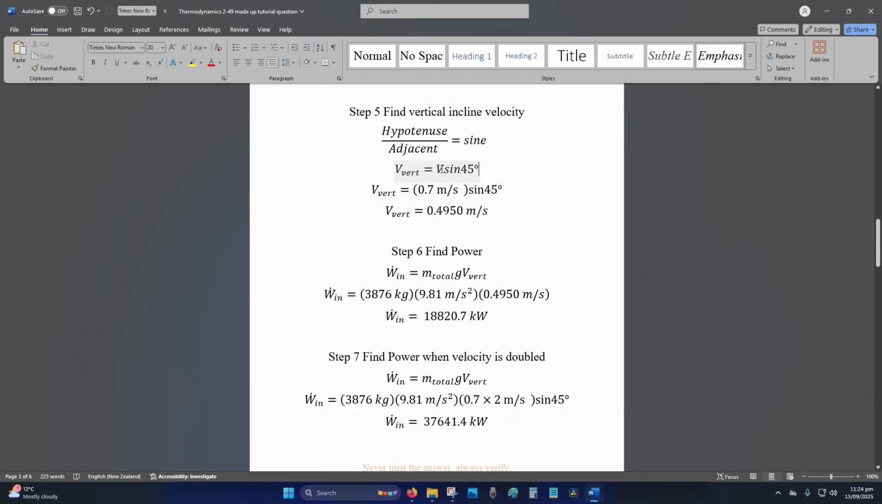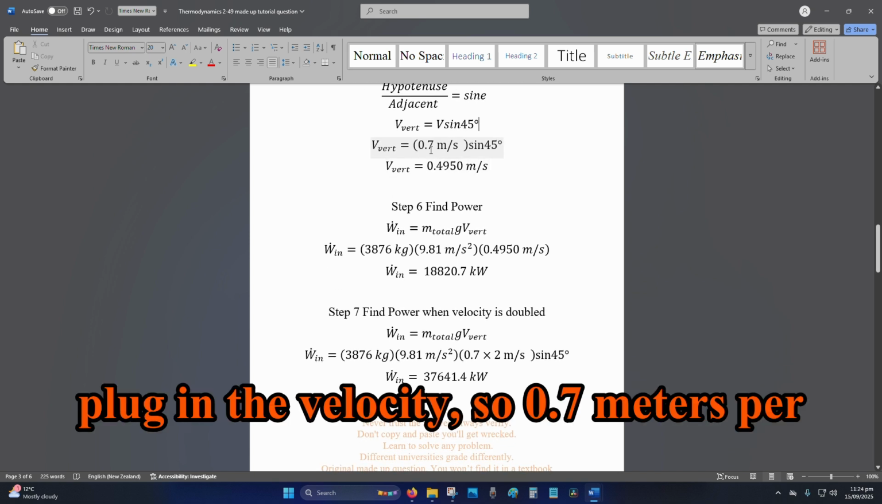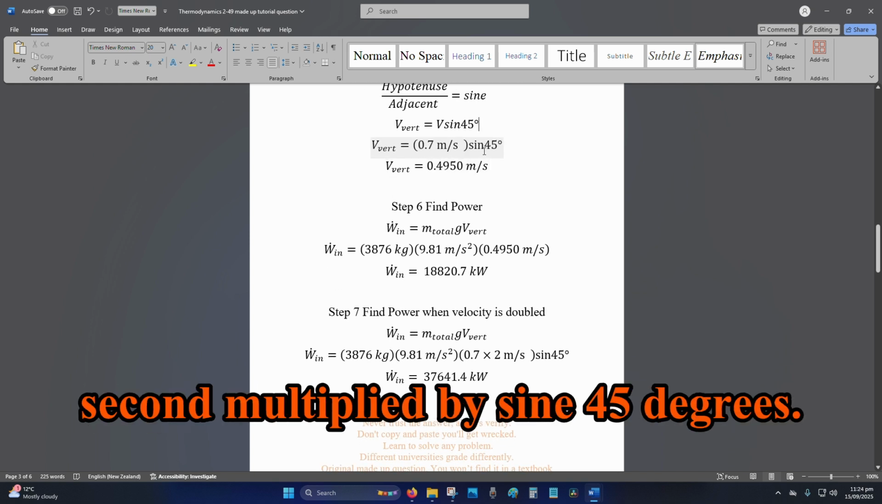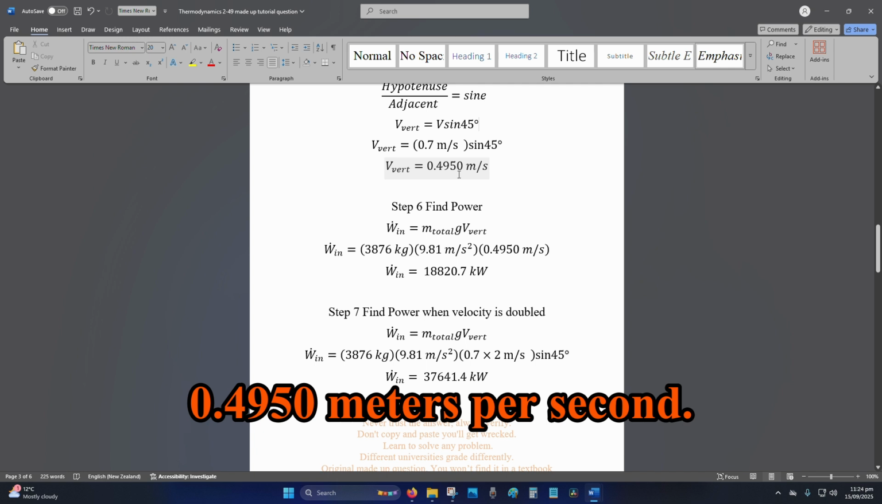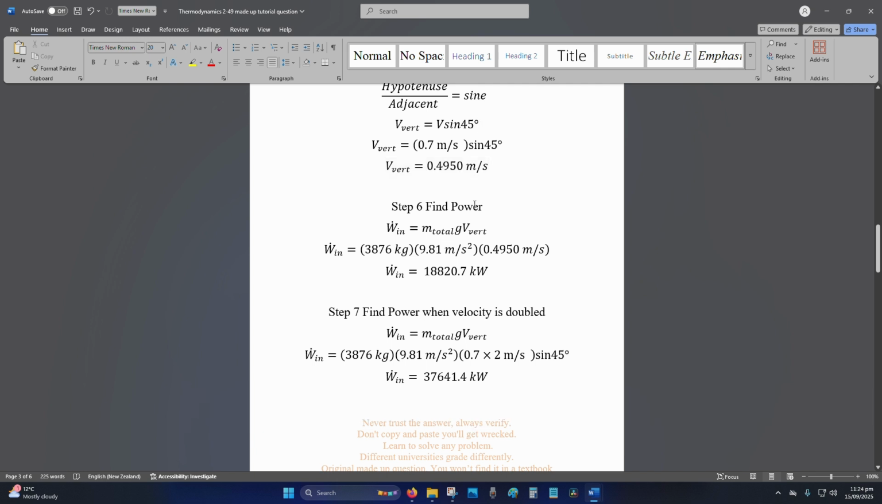So if we just plug in the velocity, so 0.7 meters per second multiplied by sine 45 degrees, that gives us 0.4950 meters per second.